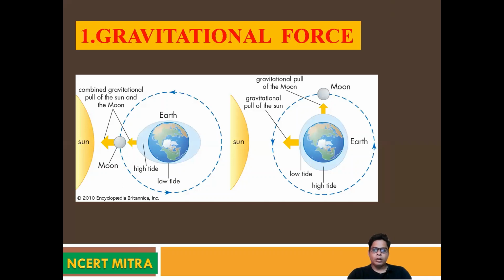Next, let us discuss the causes of the tides. The first cause, as per your book, is the gravitational force of the earth and moon. The distance between the sun and earth is about 15 crore kilometers, so the sun cannot affect the water by a very large quantity. But in the case of the moon, the earth-moon distance is 384,400 kilometers.